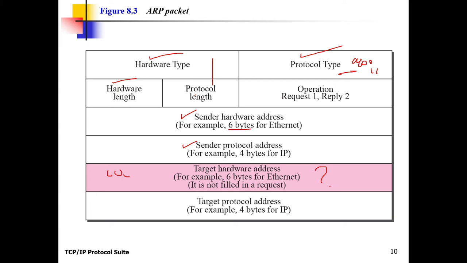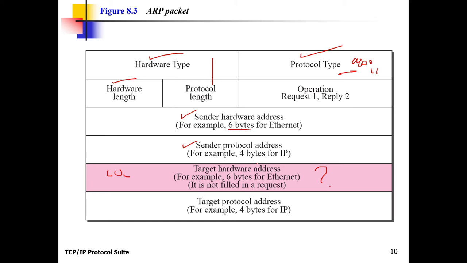Then you'll have the operation, and there are two types: either an ARP request, which is 1, or a reply, which is 2. Then we have the sender hardware address. If it's Ethernet, it will be 48 bits, which is 6 bytes. Then the protocol address is 4 bytes for IP. If it's IPv6, it will be 128 bits, and so on.